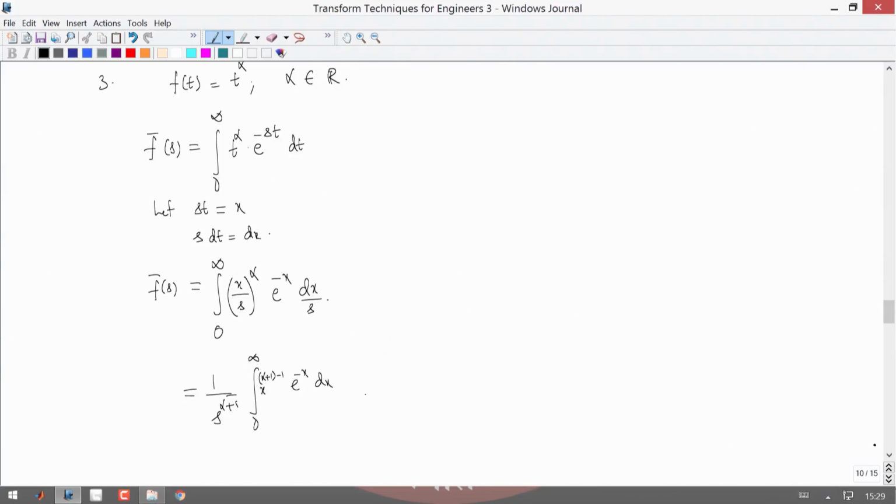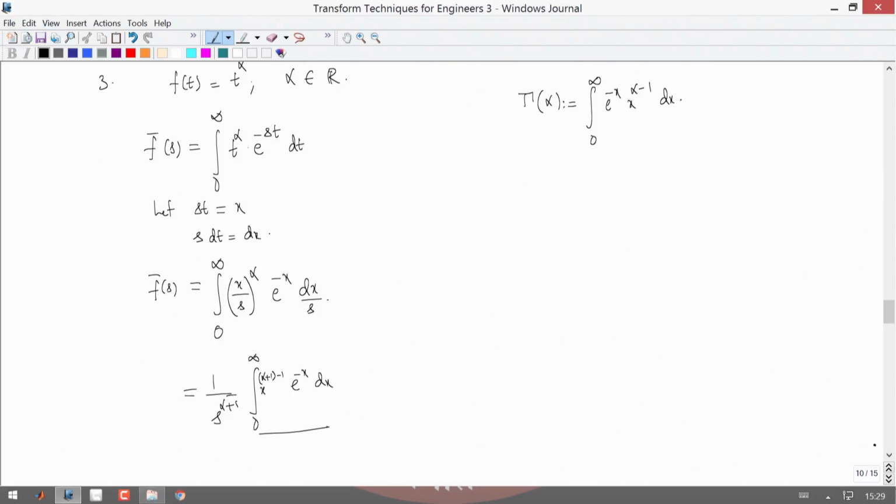So if you write like this, this is actually the definition of the gamma function. Gamma of alpha is equal to the integral from 0 to infinity of e power minus x into x power alpha minus 1 dx. So this is the definition of the gamma function. If you define it like this, where is this valid?